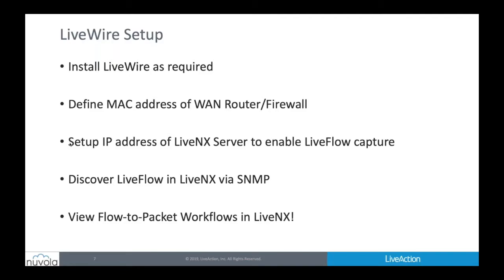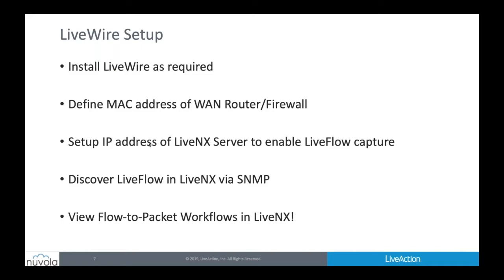Now, once you've connected to the LiveWire, the next thing to do is really just to enable a live flow capture, and that's a very simple process. You just put in the IP address of the server, the LiveNX server, and then that's it. And then the LiveWire is now set up.